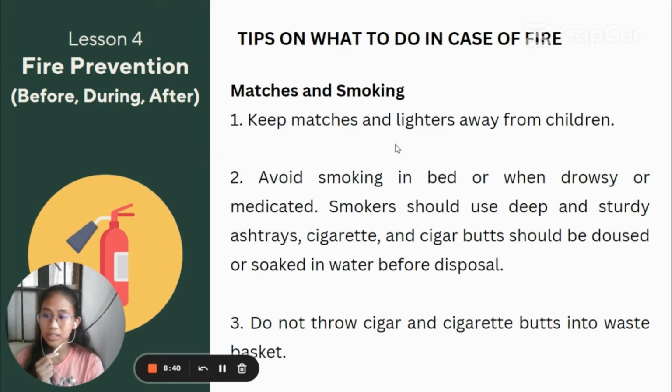And then matches and smoking. Number 1. Keep matches and lighters away from children. So, any dangerous materials dapat i-keep away man gid sa children, no? Kay gabi kay na sila ka curious, so bisag unsa na lang ilang hilabton.